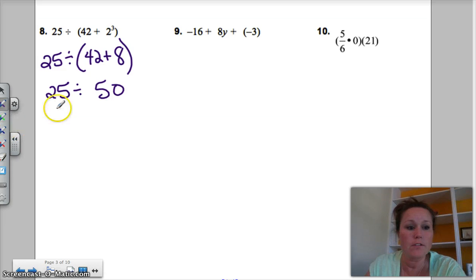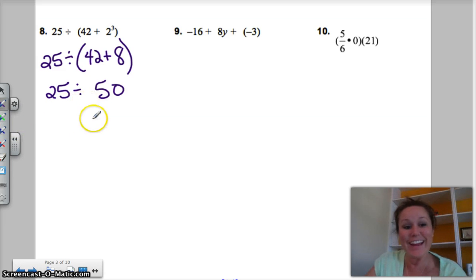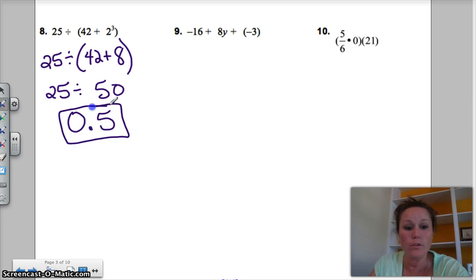25 divided by 50. Several of you today were like, but I'm getting a decimal. Yeah, it's okay. It's okay to have a decimal. It's the right answer. I know usually we have nice, beautiful numbers, but 0.5 can also be considered beautiful. All right, and it's right.